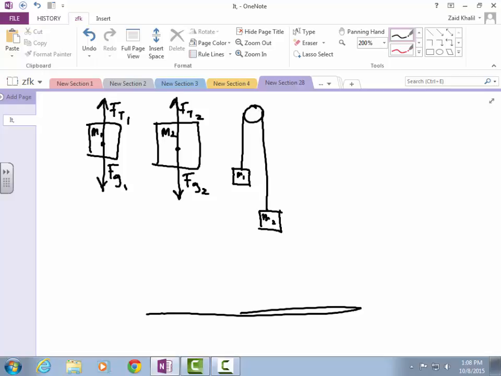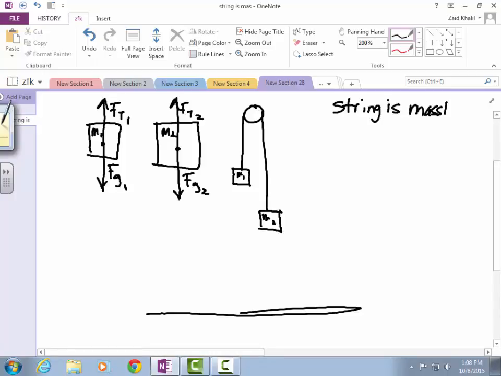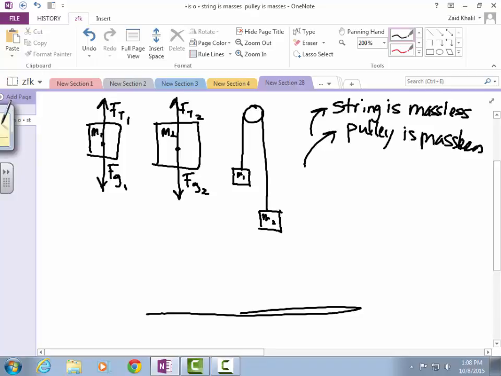So, the string is massless. The pulley is massless. You'll see why at the end of this problem. I'll show you why that assumption is necessary. You'll see why this assumption is necessary in Unit 6. But these two combined, actually, can anyone speculate why the pulley being massless is important? Anyone? Yes. Because if it had a mass, then there'd be some force of gravity acting on the pulley.